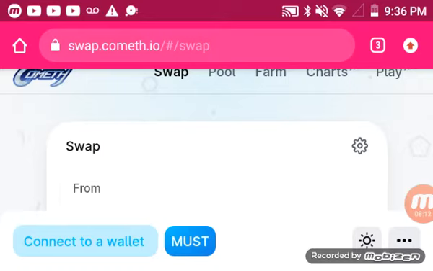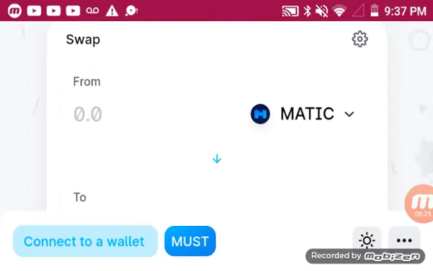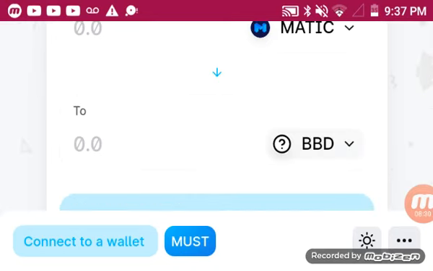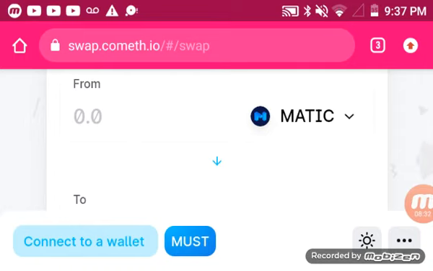Obviously, we're using Polygon because it's going to be the more efficient chain, with transaction fees a lot more cost efficient. And so all you need to do is link up your wallet, and you'll be able to purchase the BBD coin with your MetaMask wallet, and so on and so forth.